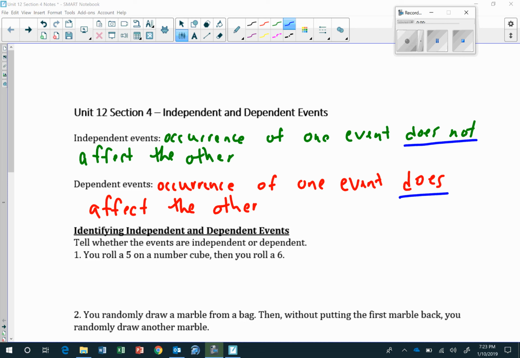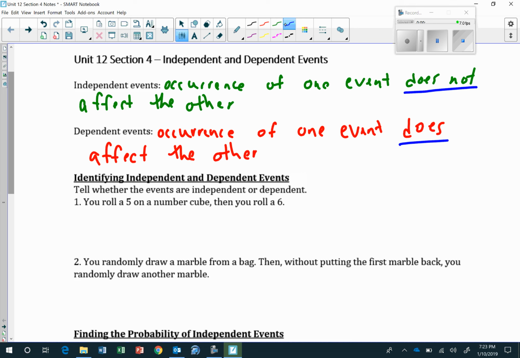In Unit 12, Section 4, our last section of Unit 12, we're talking about independent and dependent events. Still talking about probability, just talking about special kinds. So independent events are events where the occurrence of one event does not affect the other. Dependent events are when the occurrence of one event does affect the other. So let's look at some examples and just identify what is independent and what's not.